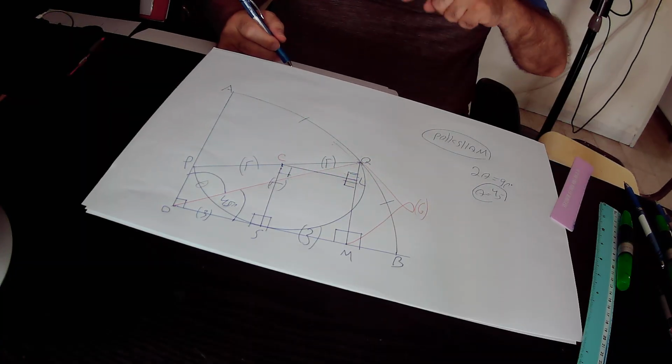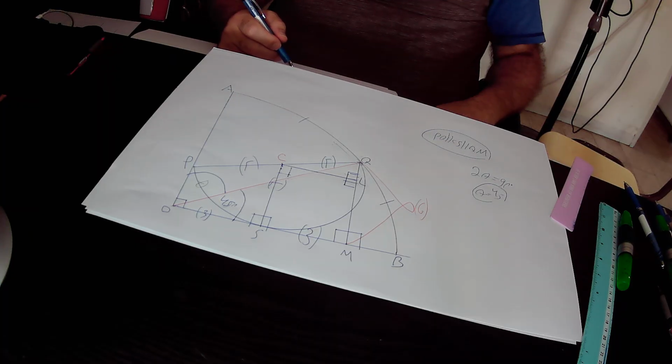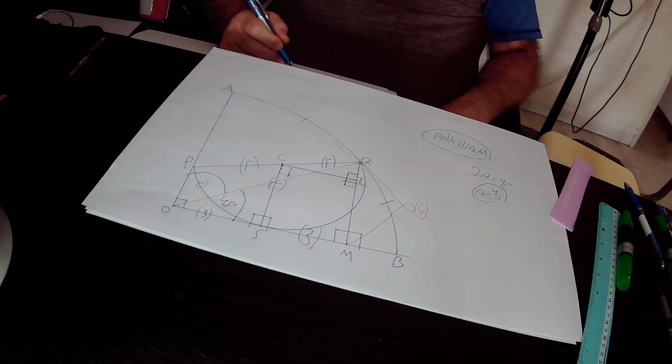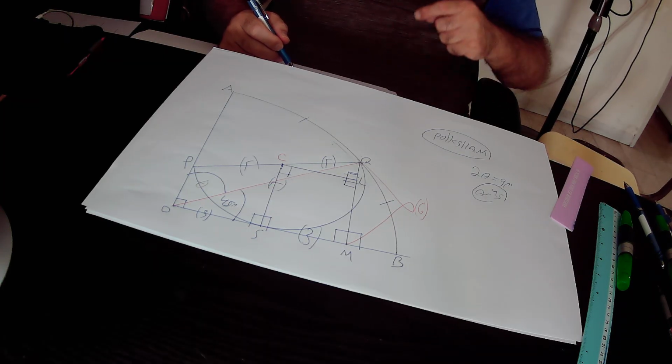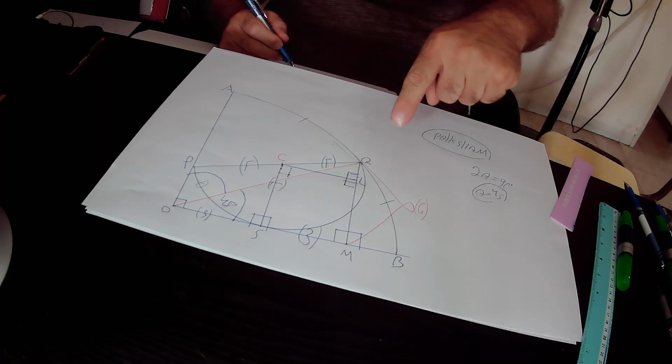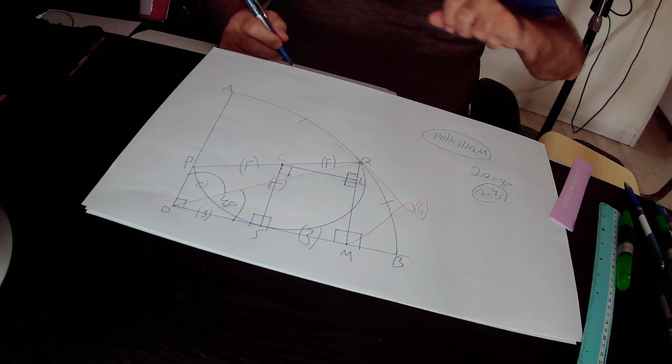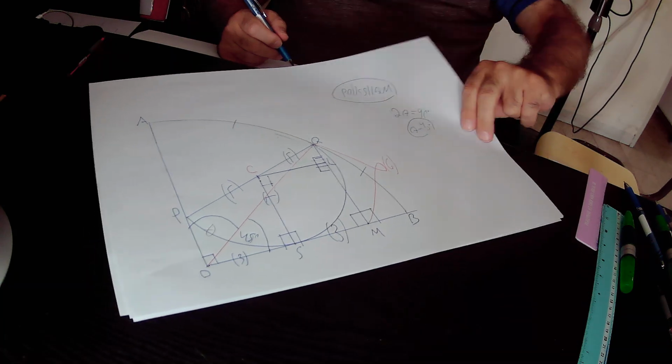So in quadrangle CLMS we have 4 right angles. According to rule 5, any quadrangle that has 4 right angles must be a rectangle. So we relate to quadrangle CLMS as a rectangle because it has 4 right angles.